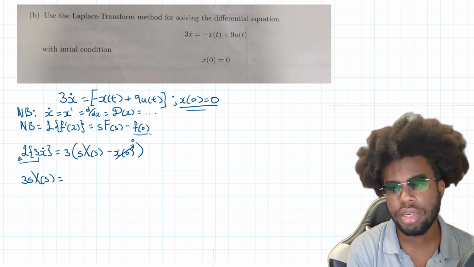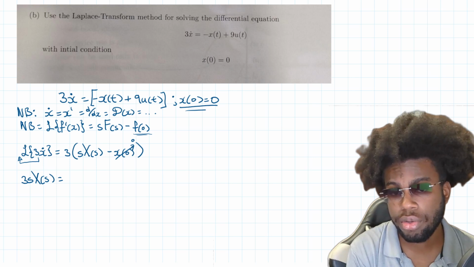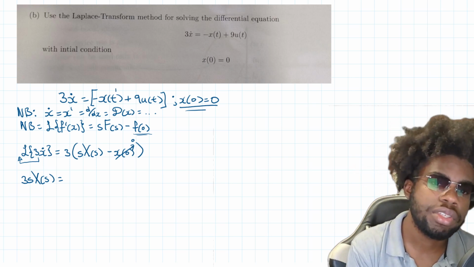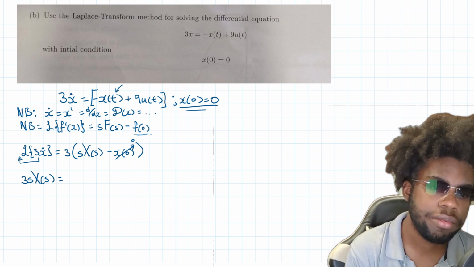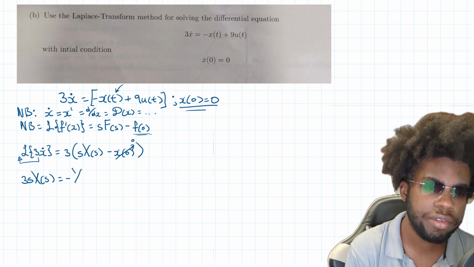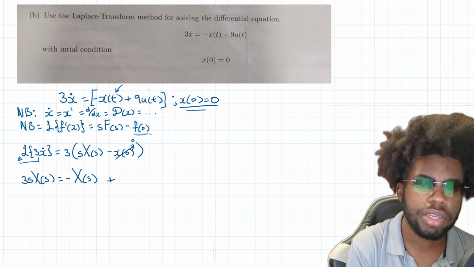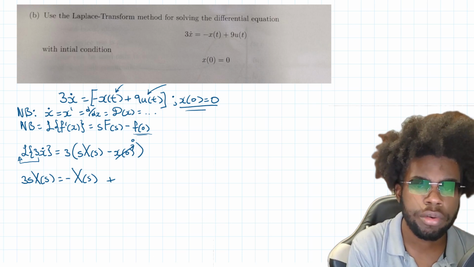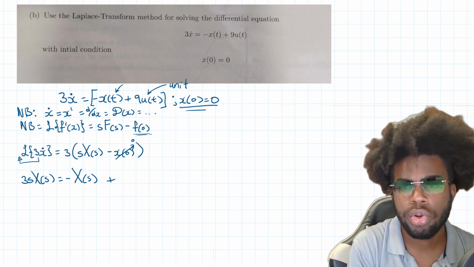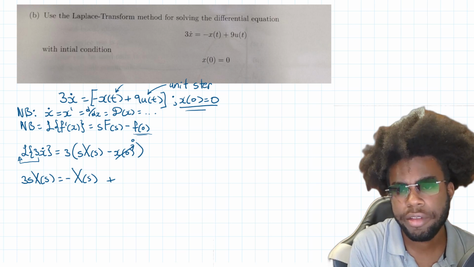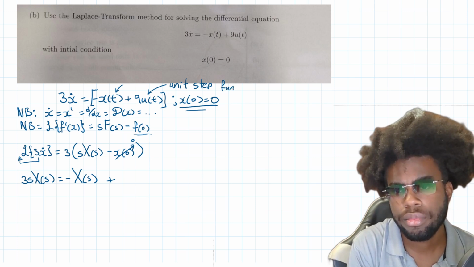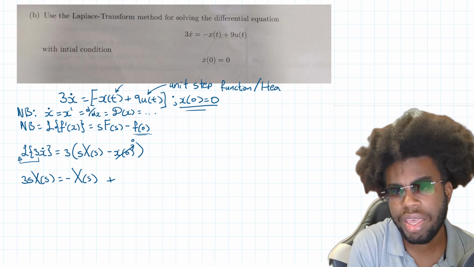Now again, because the Laplace transform is an integration, we can just take each of these individually. The Laplace transform of negative x of t, of course, being negative cap X of s, plus the Laplace transform of 9u of t, where u of t is our unit step function, otherwise known as our Heaviside function.